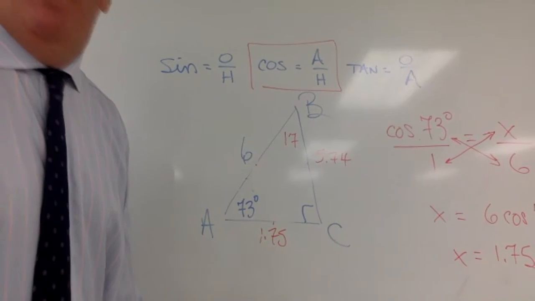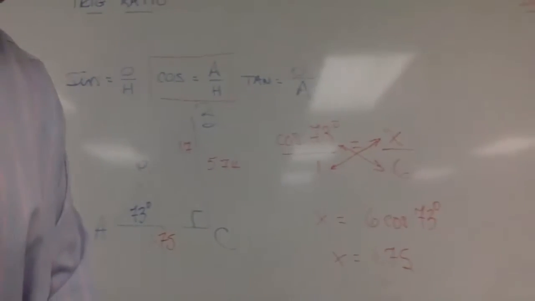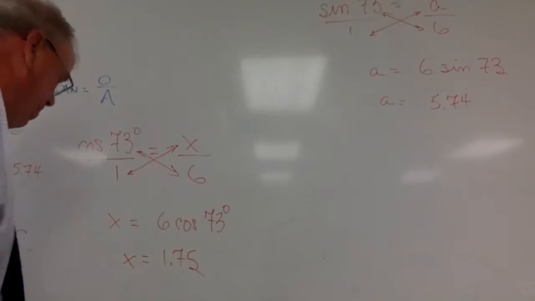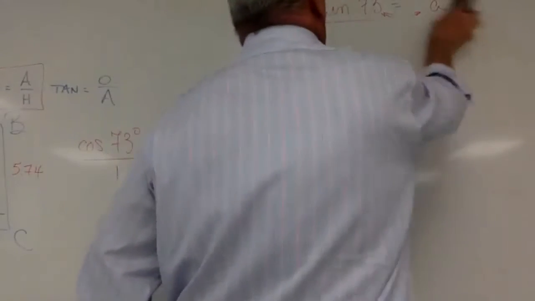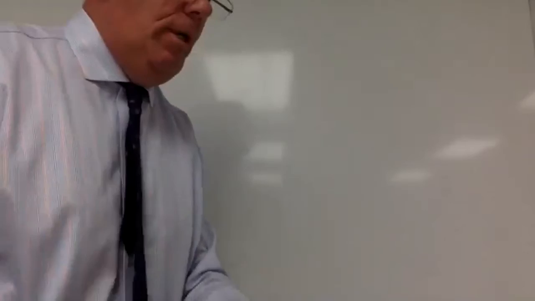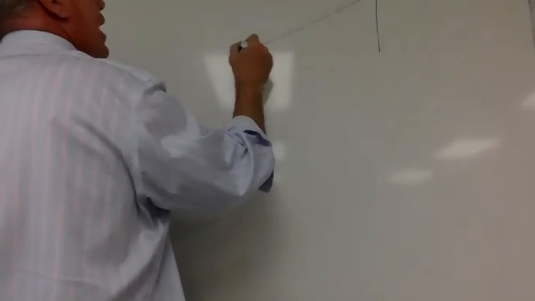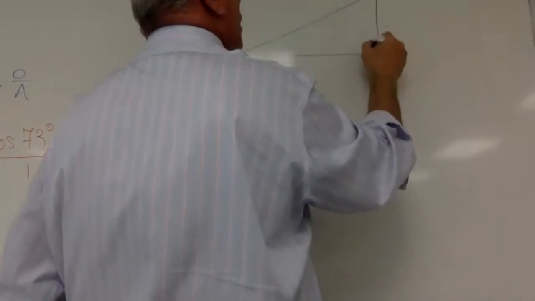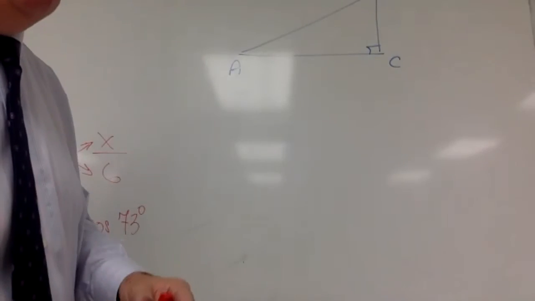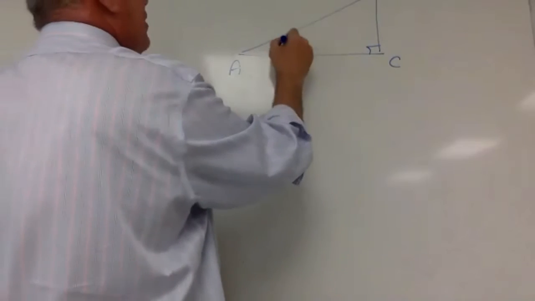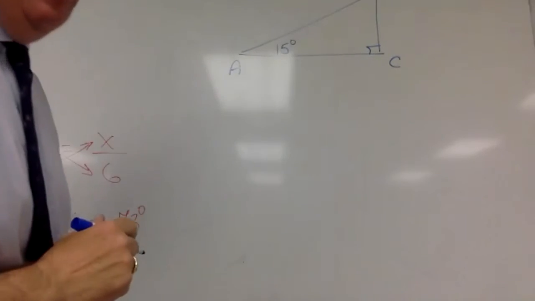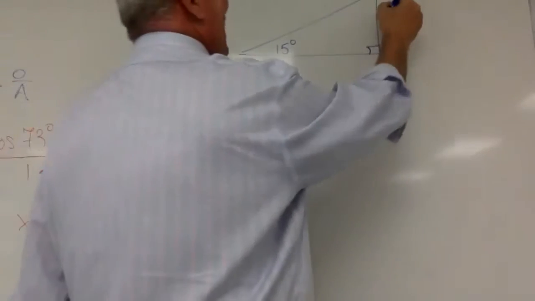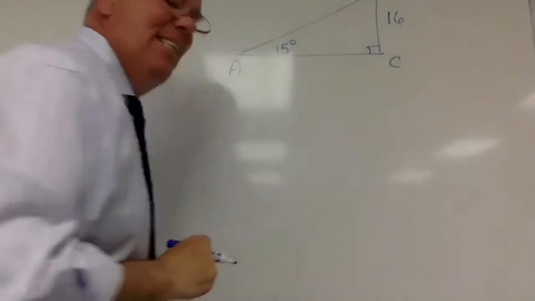All right, I think we got time for one more of these. Let's see if we can do this properly. I'm going to give you a picture, and we're going to try to find the missing pieces. You tell me what you think. So here's your diagram. They tell you the angle A is 15 degrees, and that side A is 16.